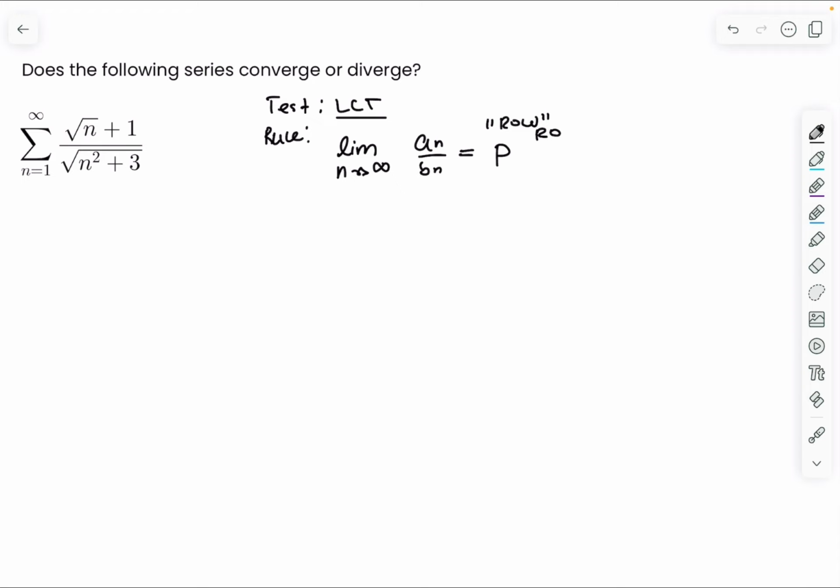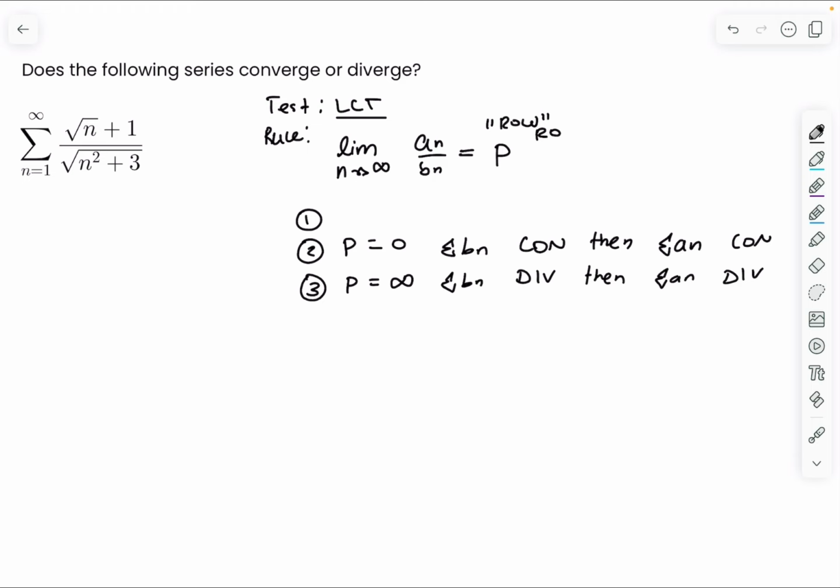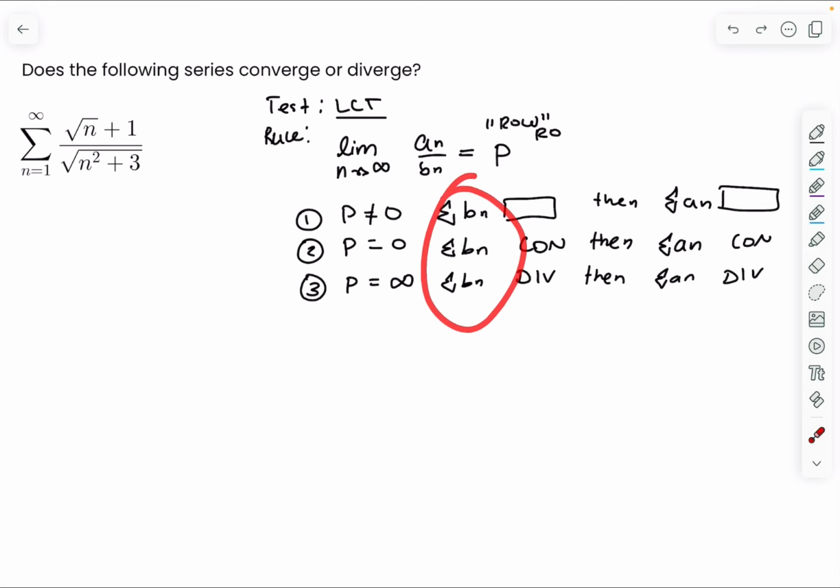So the rule here is there are 3 rules. I like to start with the bottom 2. So rho is equal to 0, rho is equal to infinity. If the series b of n converges, diverges, then so will the series a of n converge, diverge. And then the first rule is a little bit different. This one is if rho is not equal to 0, so a non-zero number. If that's the case, then whatever the series b of n is, the series a of n will be that exact same thing. So if the series b of n converges, then so will a of n. They will both be the same. Notice that the series b of n is what controls the behavior of the series a of n.